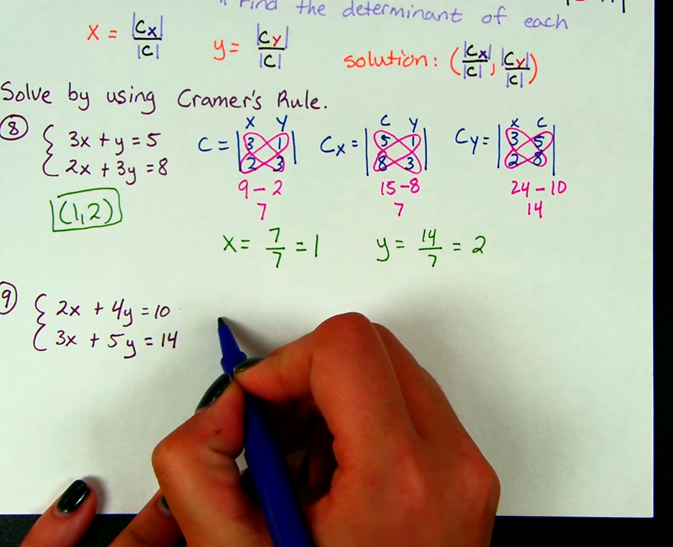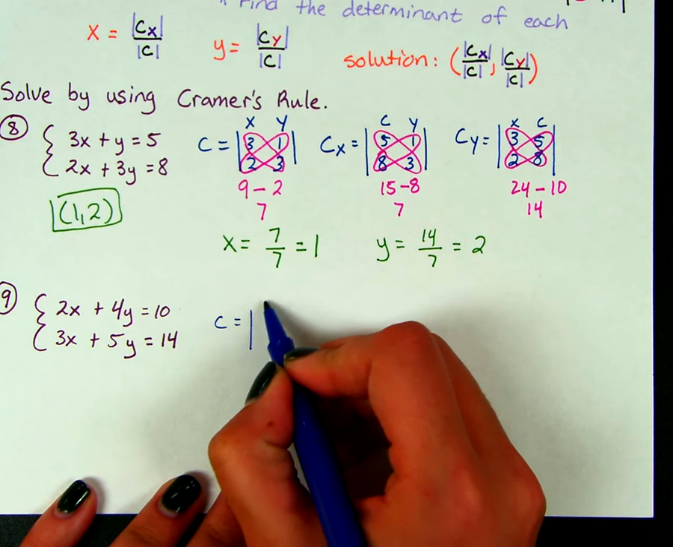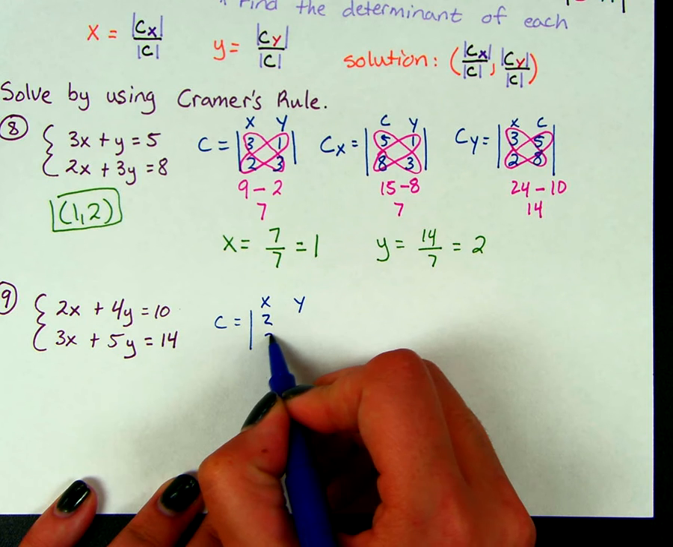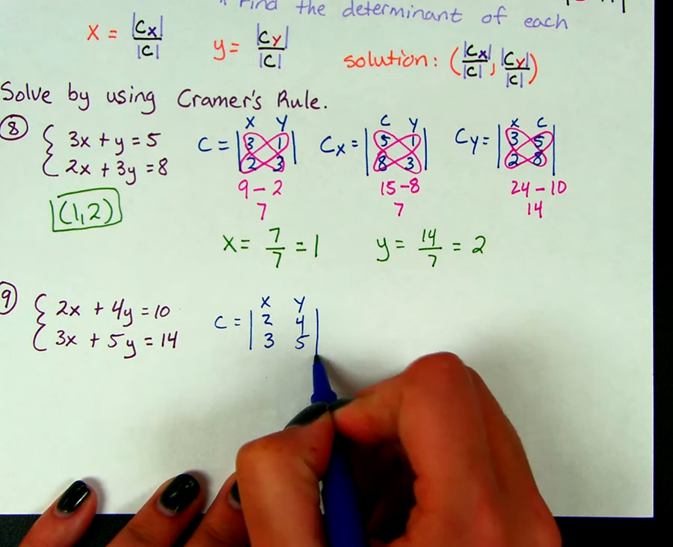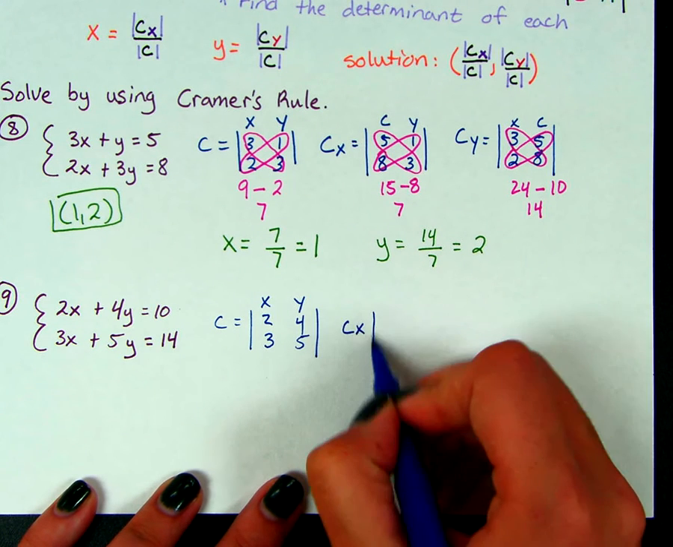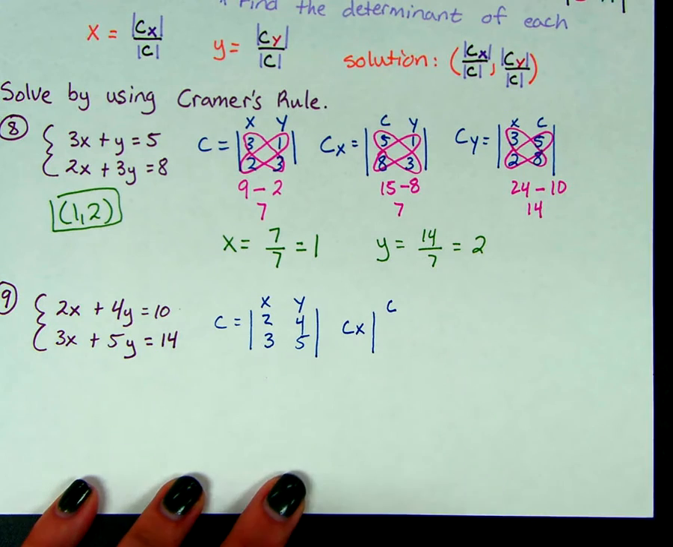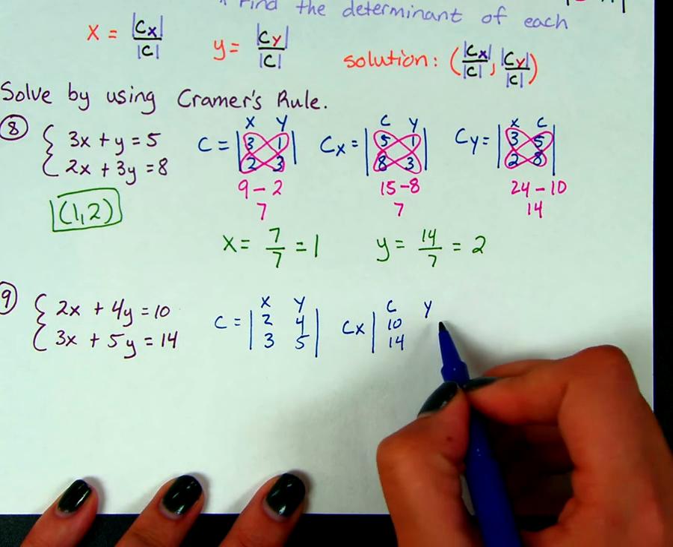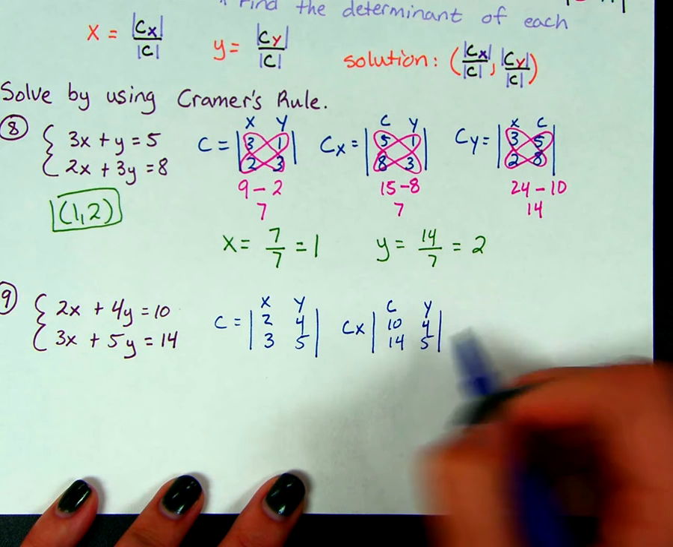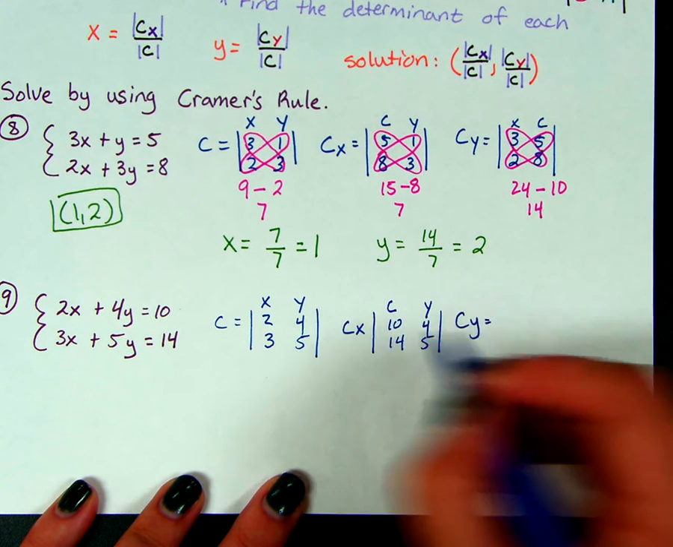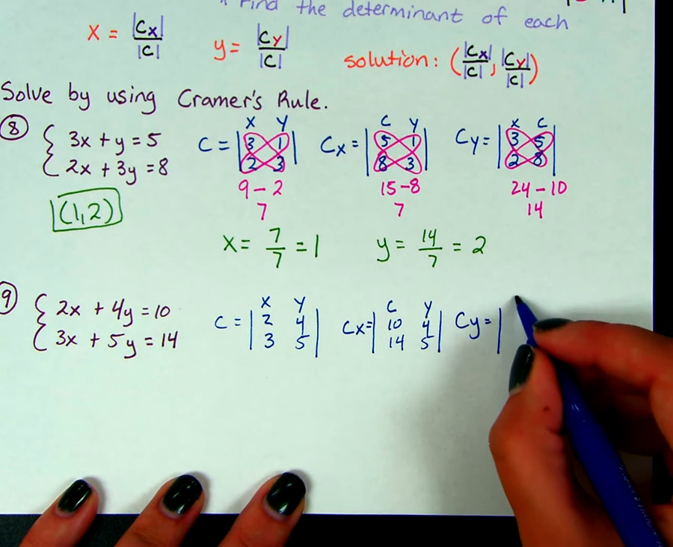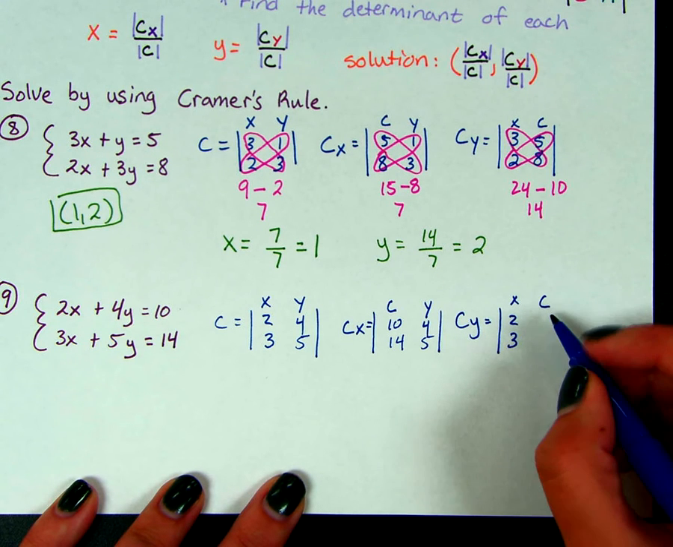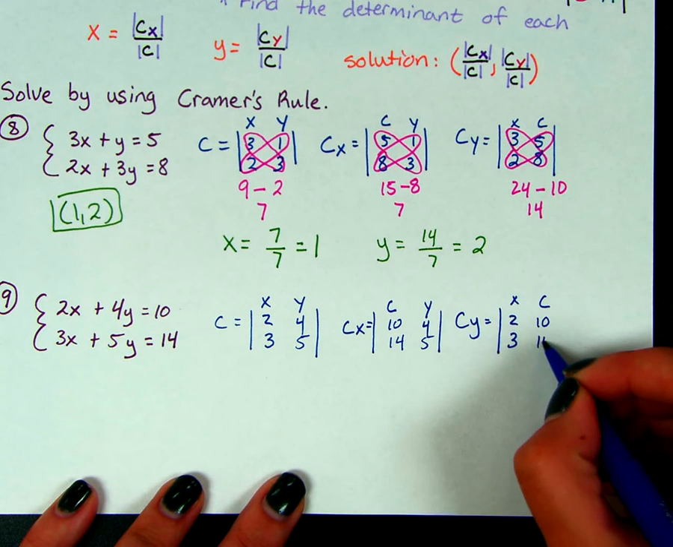All right, so our C matrix, again, our x and y coefficients, so 2, 3, and then 4, 5. So CX, that means that we are replacing our x column with our constants, so 10 and 14. And then our y stays the same, so 4, 5. And then our CY matrix, so this time x stays the same, so 2, 3. And then we replace y with our constants, so 10 and 14.